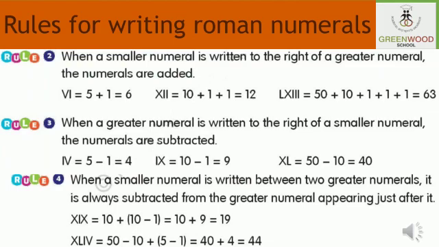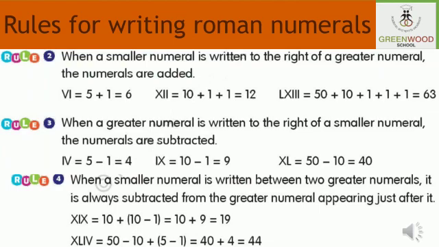For example, VI. V means 5, I means 1. So, 5 plus 1 is equal to 6. XII. X means 10, I means 1. So, 10 plus 1 plus 1 is equal to 12. LXII. L means 50, X means 10, I means 1. So, 50 plus 10 plus 1 plus 1 is equal to 62.